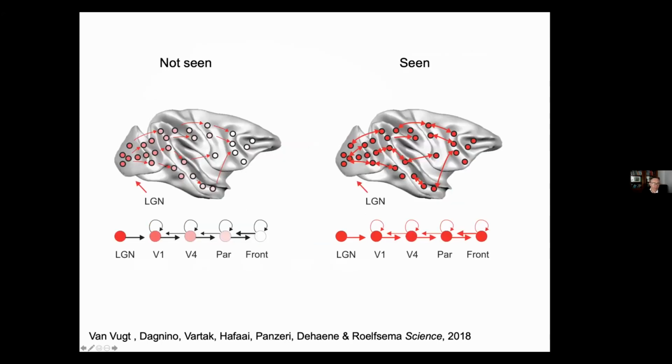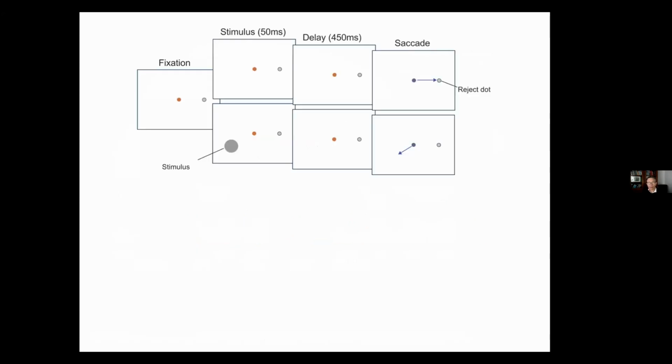And if you then present a weak stimulus, two things can happen. The propagation can be so weak that there's no ignition, that would then cause a miss, or it can be strong enough and that will give rise to ignition and therefore a working memory, and that will be a hit. Okay, so we train monkeys on a task that is very similar to what you just did.